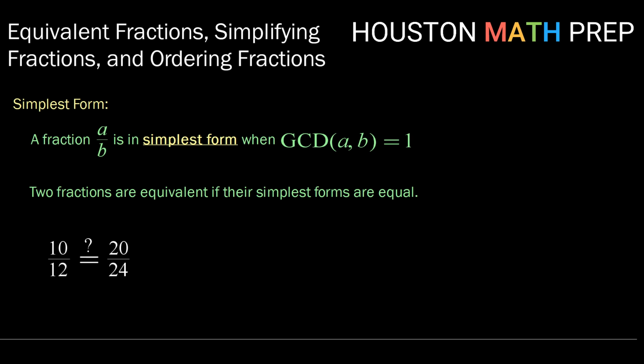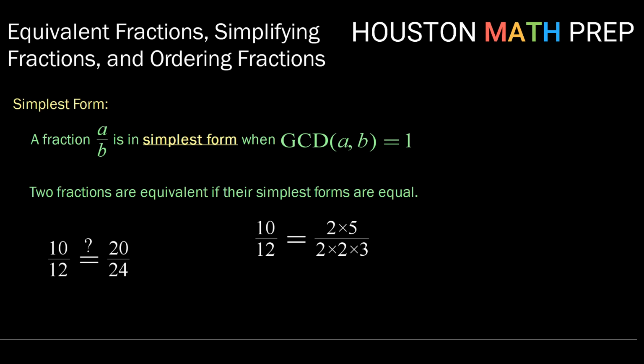So let's take 10 over 12 and 20 over 24. If we want to determine whether these two fractions are equal, we want to get both of them down to their simplest forms and compare those. Now, how do we simplify fractions? Well, first we ask ourselves, is the fraction already in simplest form? Is the greatest common divisor of 10 and 12 equal to 1? Well, since both of them are even, we know that that is not the case. They at least share a 2.